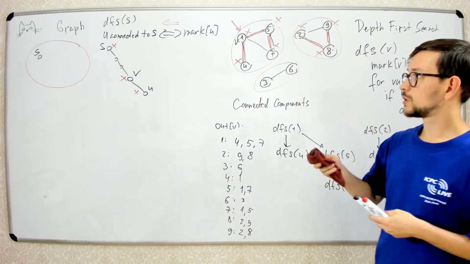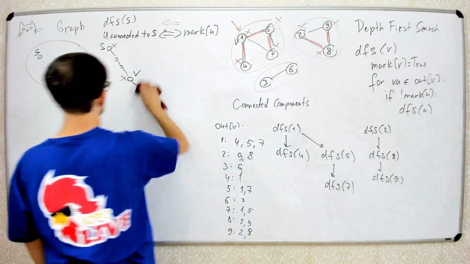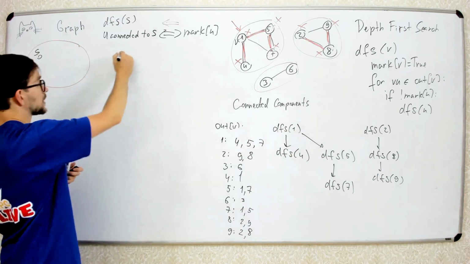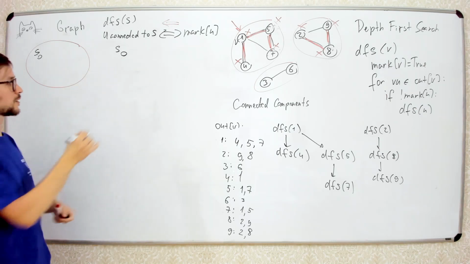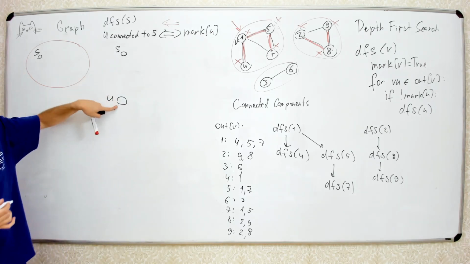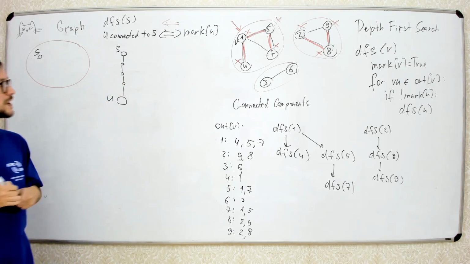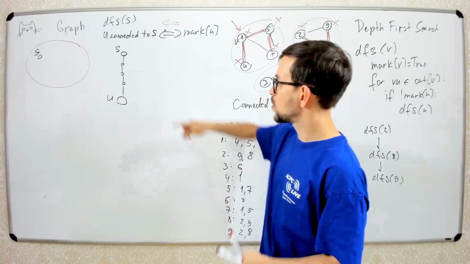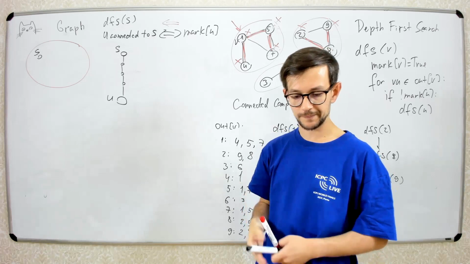Now let's prove the opposite. Let's prove that if something is connected to S, it will be marked by this algorithm. That's a little bit more complicated. So we have some node S, and we start DFS from this node. And there is another node U, and this node is connected to S. So there is some path which connects S and U. Let's prove that if we run DFS from this node S, U will be marked at some point.